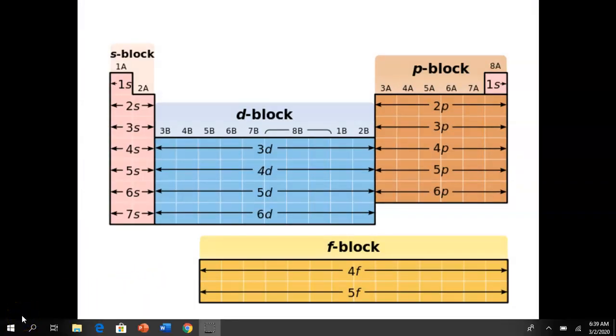So this is the quantum model, and we're going to need this when we start doing electron configuration, which is our next topic.